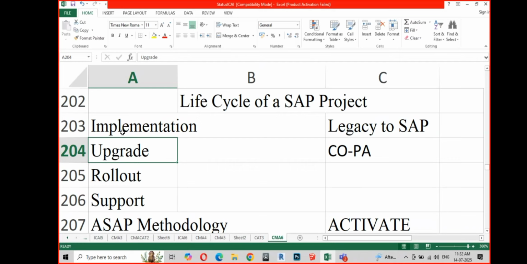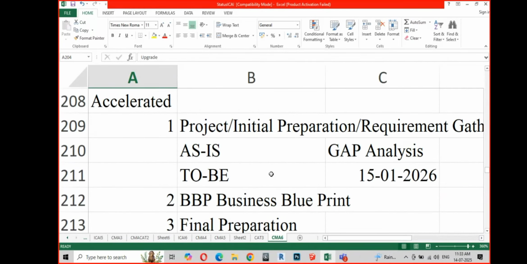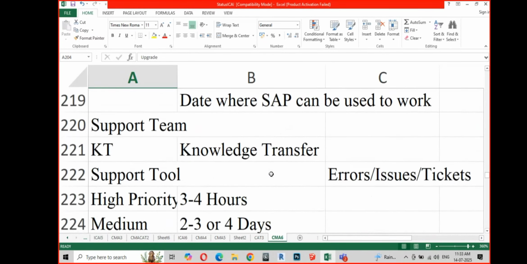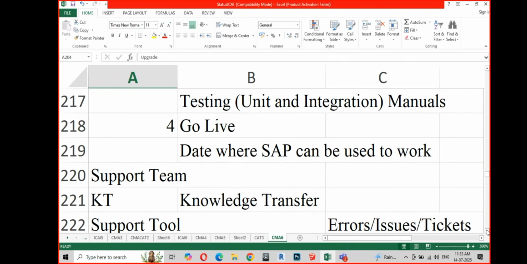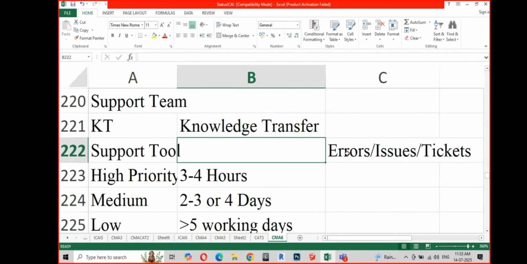Suppose you have any issues regarding, let's say, access or something, you write a mail to the support team, right? The same thing happens in your SAP project also. The end users raise the issues, and these are called errors or issues or tickets. They can be called by any name. Normally we use the term tickets.